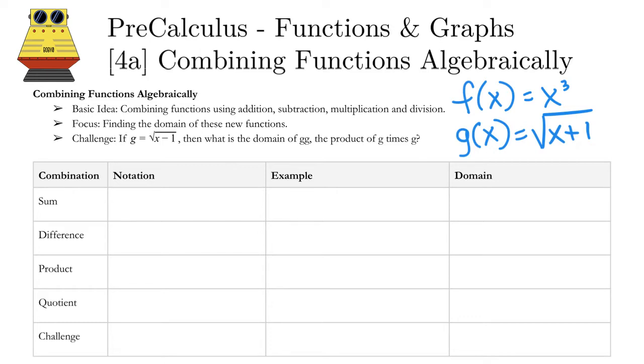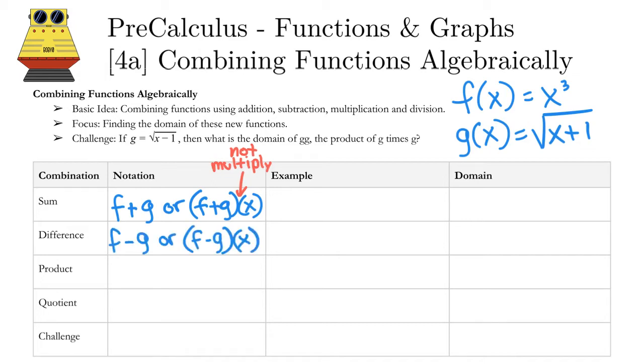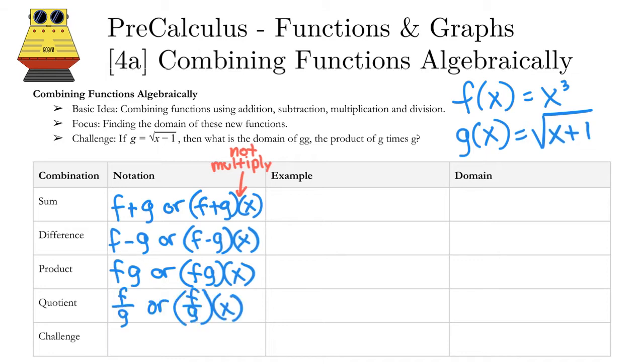The notation for the sum of 2 functions, f and g, is simply f plus g. It could also be written as parentheses f plus g parentheses x, which can be confusing because it looks like a product. Let's work down this column. The notation for the difference of 2 functions is f minus g, or parentheses f minus g parentheses x. And as you might expect for the product, we have f times g, or parentheses fg parentheses x. For the quotient, we have f divided by g, or parentheses f divided by g parentheses x.